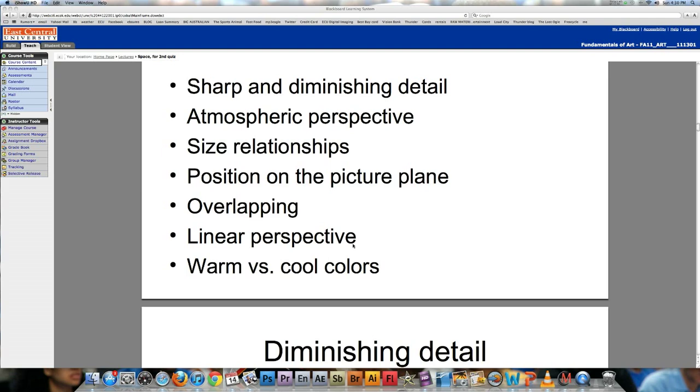Well, you could paint one of them red and one of them blue. So then the one that's red, it feels like it's closer because that color wants to come off the page at you. And then the blue one will almost recede back into space.